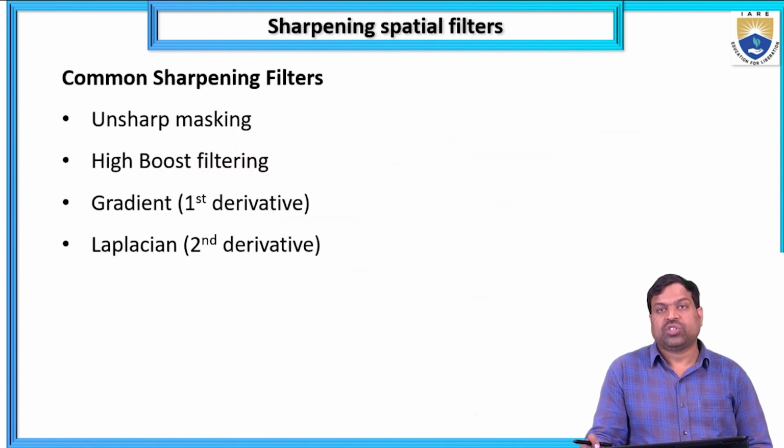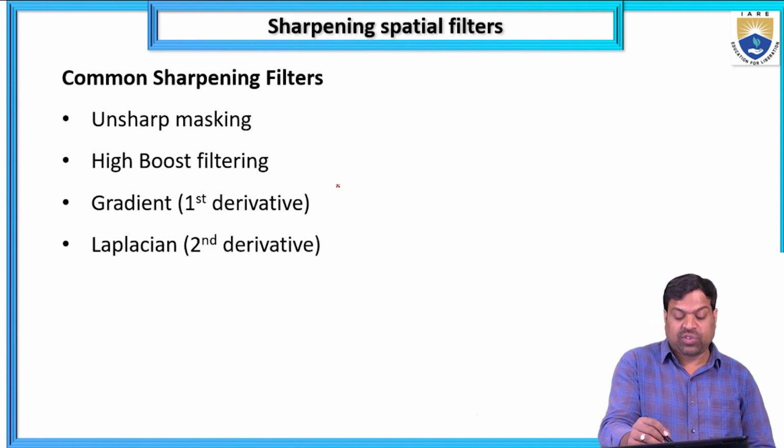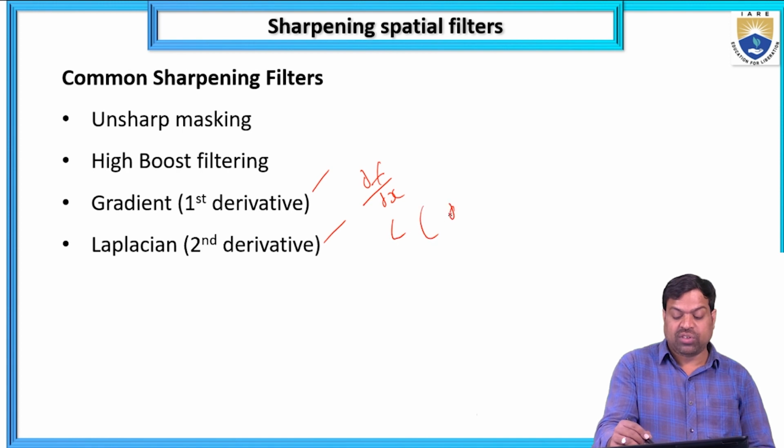So what are the common sharpening filters? Unsharp masking, high boost filtering, gradient, and Laplacian. When I'm using the gradient, it is first order. When I'm going for the Laplacian, it is second order. ∂f/∂x like this. Okay, I'm using the Laplacian of f(x). It is a second order and the gradient is a first order.